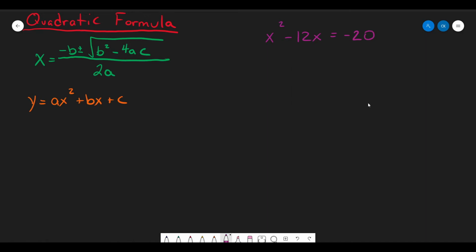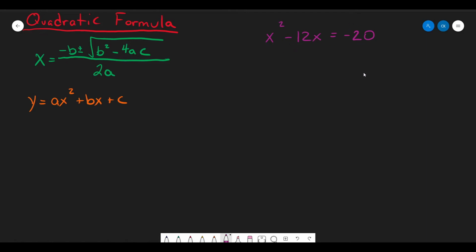Okay, so we want to solve this by using the quadratic formula. Well, the problem with this equation here is that it's not in this form, right? It's not y equals ax squared plus bx plus c. You need everything to be on one side of the equation, and the other side to either be just y or just 0. So what I need to do first is I need to take this negative 20, and I need to move it to the other side.